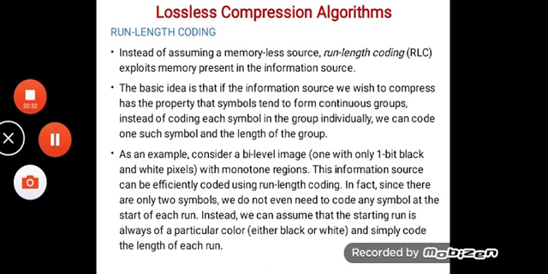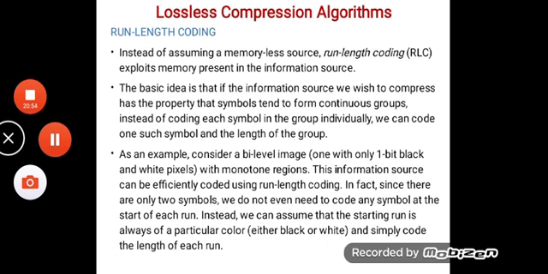So here there are a few types of lossless compression algorithms. Out of that, the first one is run length coding. What run length coding does is it looks for the repetitive occurrence of the data, tries to find out the length, and then applies the coding.